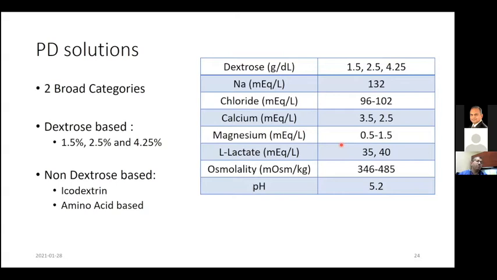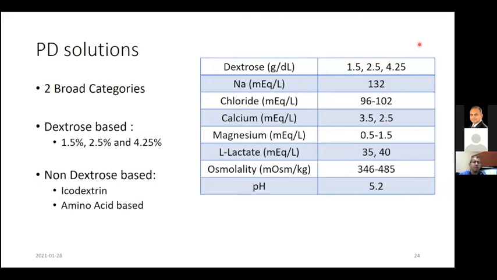Now, the problem with glucose is, you can get glucose in different concentrations, like 1.5%, 2.5%, and 4.25%. But how do you sterilize it? That's the problem with glucose, because once you start sterilizing this glucose or the dextrose, you get the advanced glycation end products or some other toxic materials. However, we still use it because no other stuff is as good as glucose. There's something known as non-dextrose based, which is icodextrin, which I'll tell you about, and there's also amino acid based.